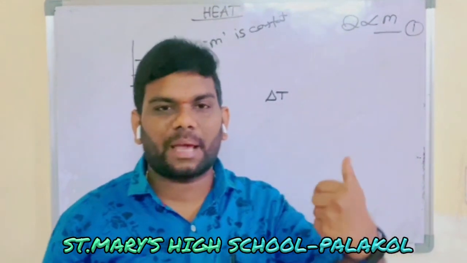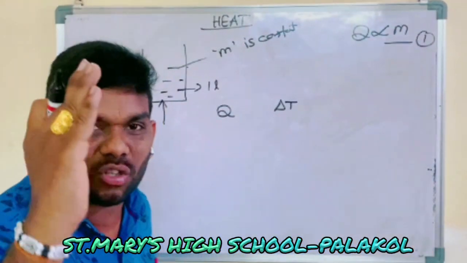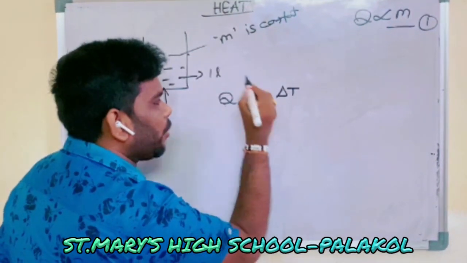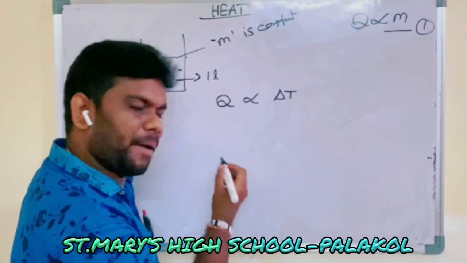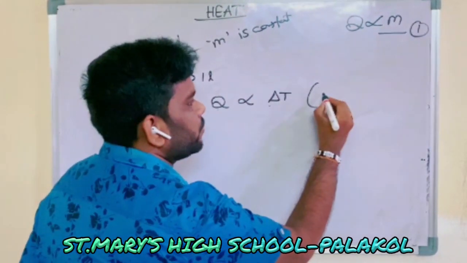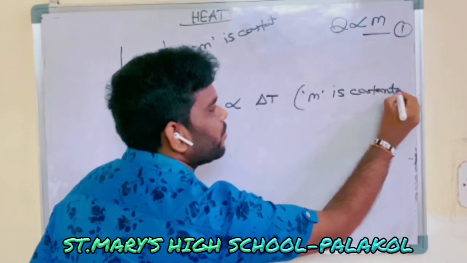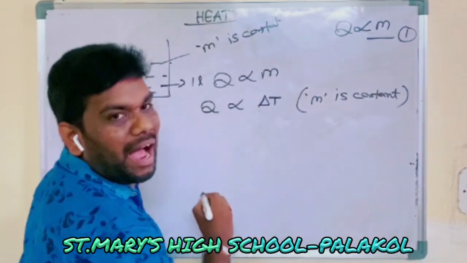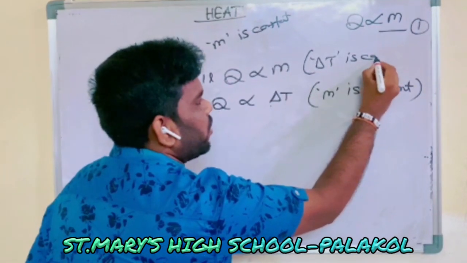With time, what happens to the temperature here? It keeps increasing. So finally, Q, heat energy, is directly proportional to delta T, the change in temperature. Here, M is constant. What is the first equation? Q is directly proportional to mass. Here delta T is constant.